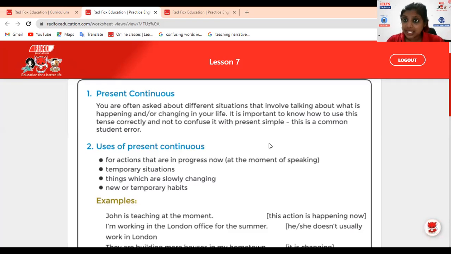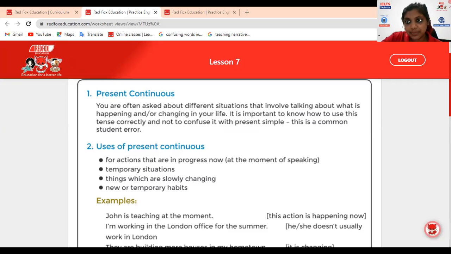Things which are slowly changing, okay? Let's say you are gaining weight. You don't gain weight in a day, right? So, you are gaining weight, something that's happening very gradually. Yes, new or temporary habits. I have taken up painting. When I say I have taken up painting, that means I have just started it very recently. So again, I have taken up painting. Painting is a continuous verb.